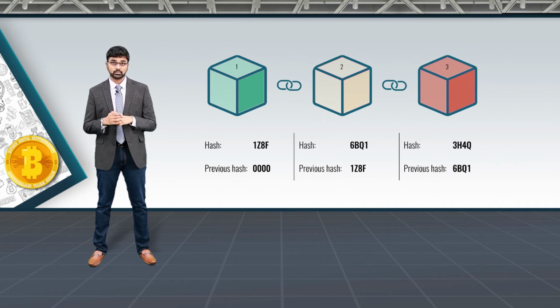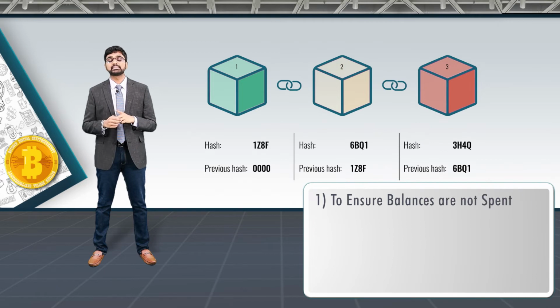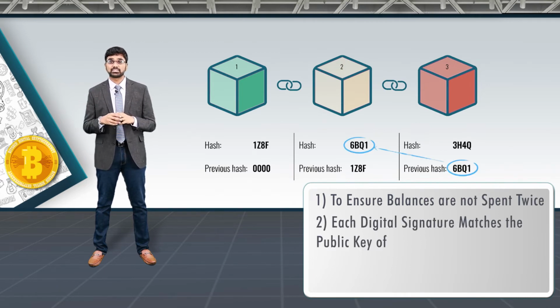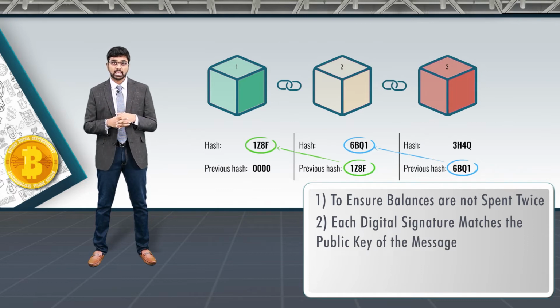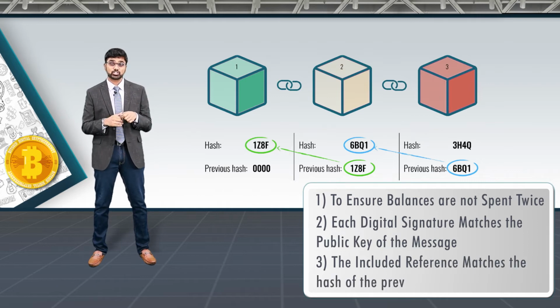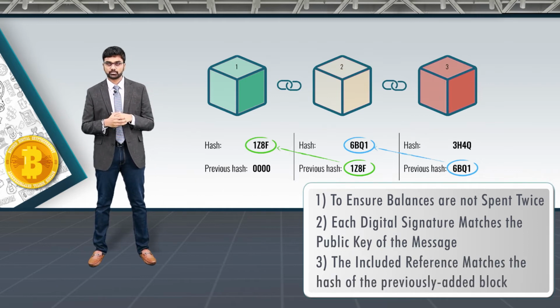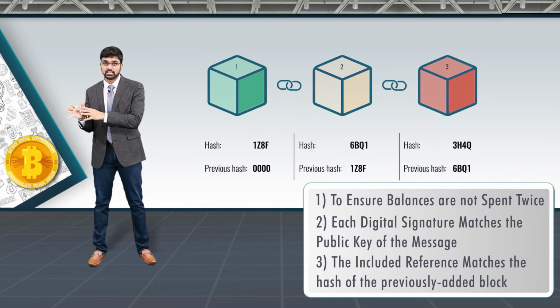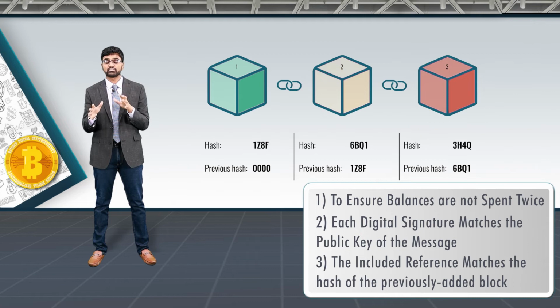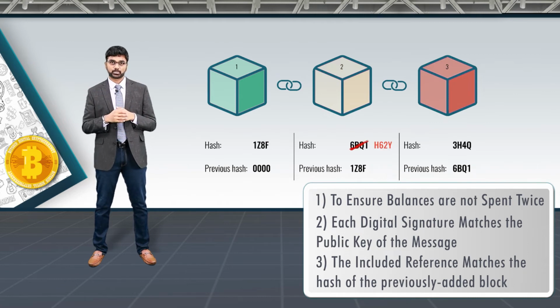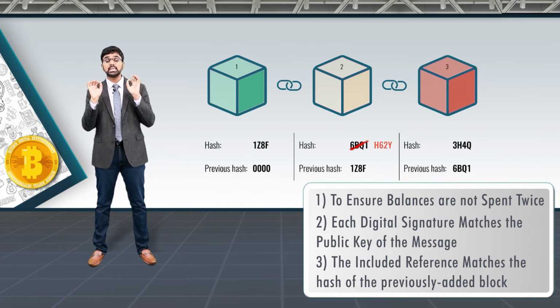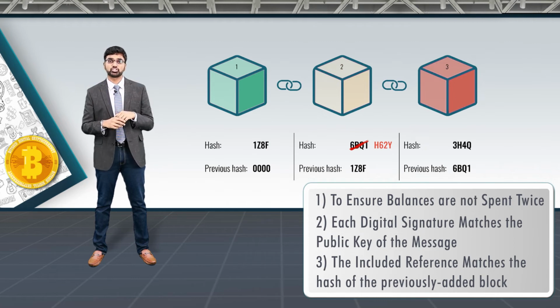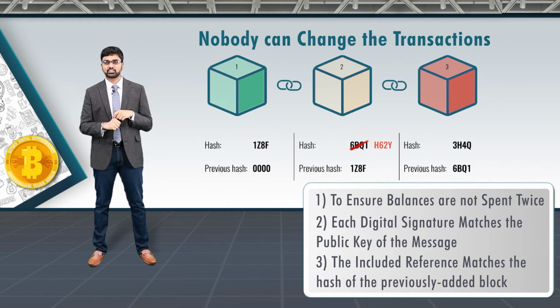They check, one, to ensure balances are not spent twice, that each digital signature matches the public key of the message, and more importantly, the included reference matches the hash of the previously added block. Because blocks are made of cryptographic digests, they cannot be changed after the fact without being detected. So blocks are effectively immutable once added to the blockchain. Nobody can change the transactions.